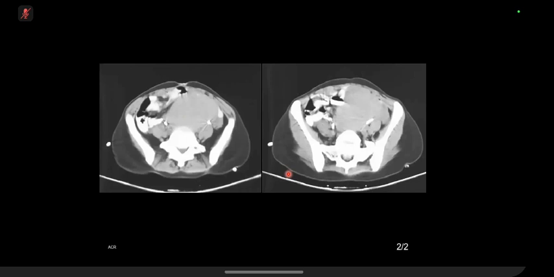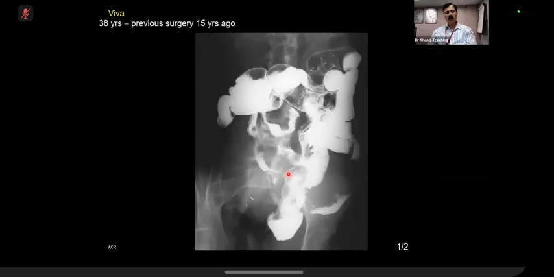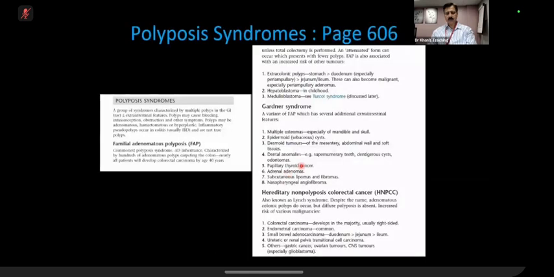So with the history of the FAP, the most common appearance of this soft tissue density lesion is suggestive of desmoid. Okay, so this patient now, please remember, look at this, desmoid tumors. Desmoid tumors of the mesentery, of the abdominal wall, of the soft tissue. So these are extremely important.